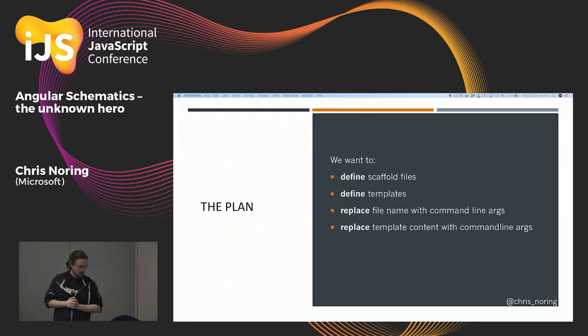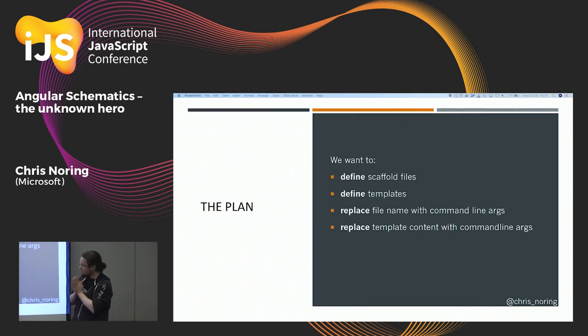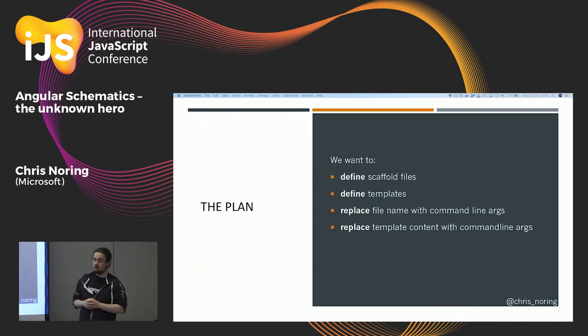How do we do this? Well, let's think about our plan of attack here to solve this problem. We need to define a bunch of scaffolded files. We need some templates. And we need to replace file names with command line arguments. So we kind of need to find a good function for how we do that or rely on a convention. Then we need to replace some kind of template content with command line arguments. So there are two different things here. One affecting the file name, the other one affecting the file content itself.